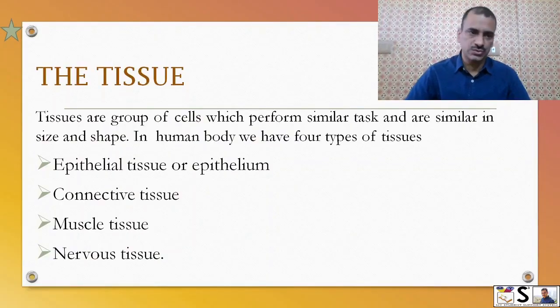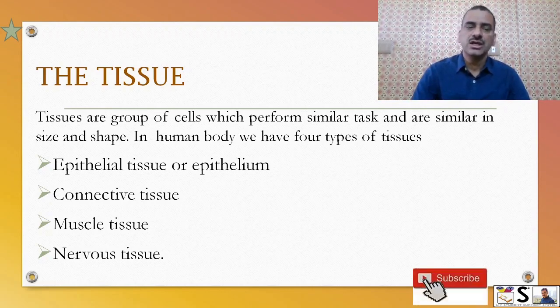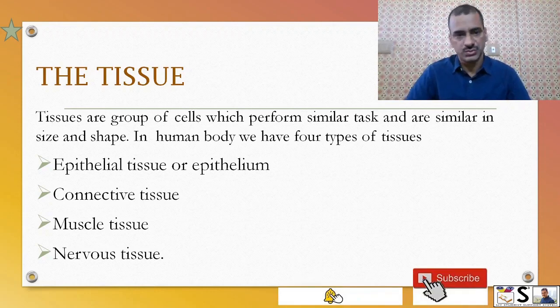What is tissue? Tissues are the group of cells which perform similar tasks and are similar in size and shape. In the human body, we have four types of tissues: epithelial tissue or epithelium, connective tissue, muscular tissue, and nervous tissue.